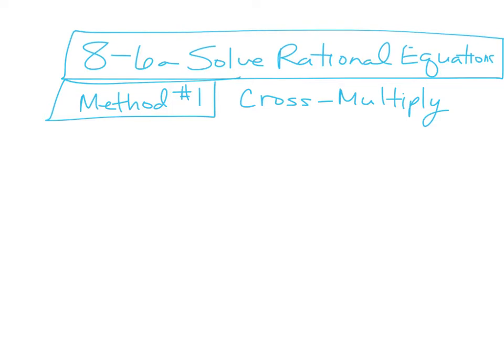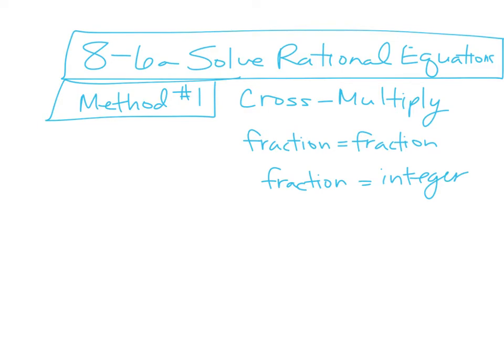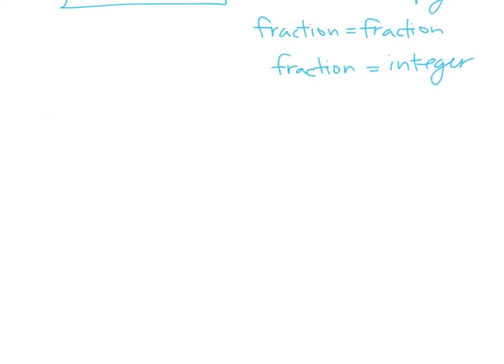When you have a fraction equal to a fraction, or even a fraction equal to a whole number, so if it's like this, fraction equals fraction, or you have fraction equals whole number, or actually integer, we'll say. In that setup, you can always cross multiply. So let me show you what I mean by that.